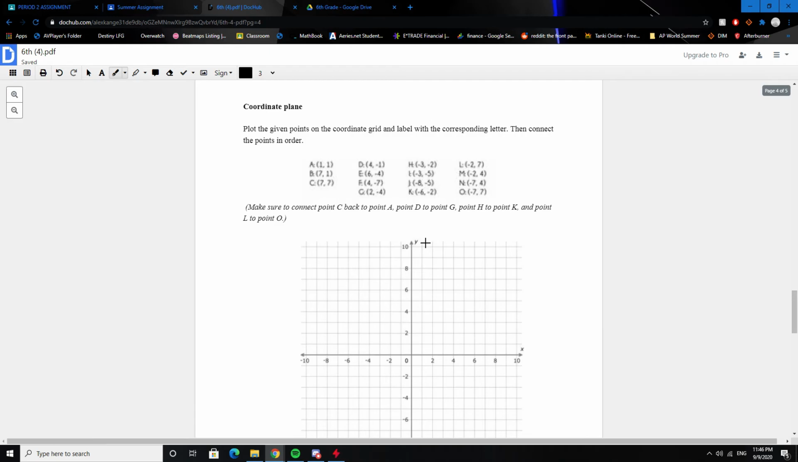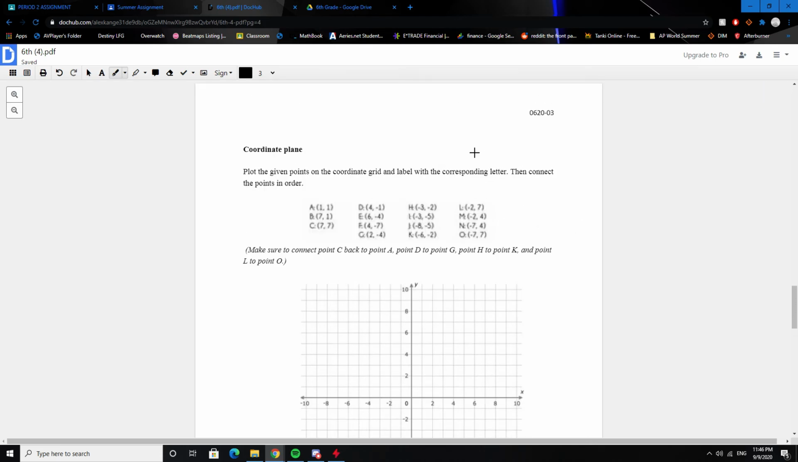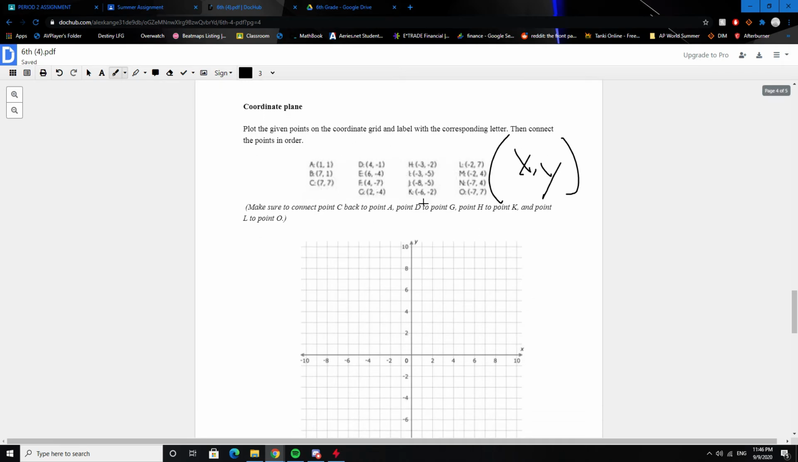Lastly, coordinate plane. Again, I'm pretty sure you guys have a lot of practice by now, but just to go over a couple of them, always make sure it's always x comma y. All of these coordinates are in this format.